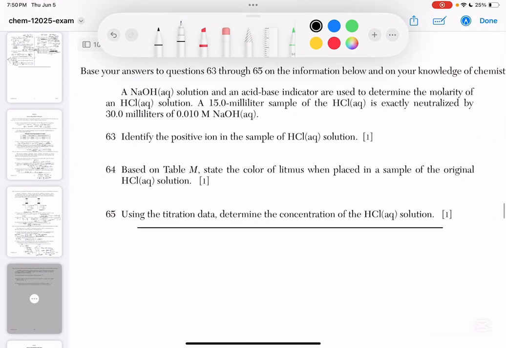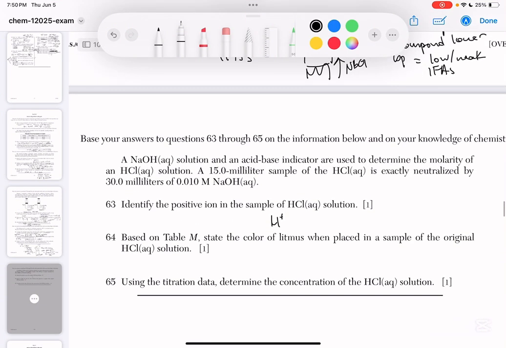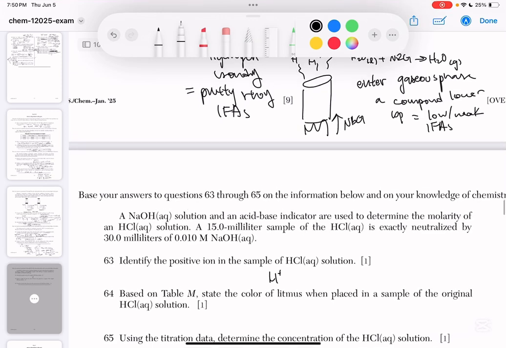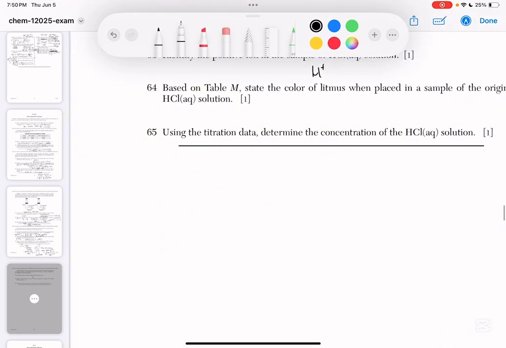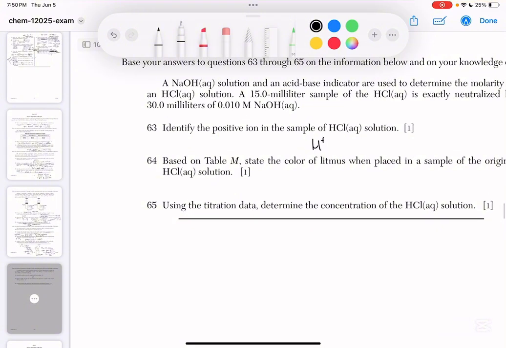So yeah, positive ion, H+. Based on table M, litmus when placed in HCl. So litmus is red in acidic solutions, red in acid, and since HCl is an acid, litmus would be red.